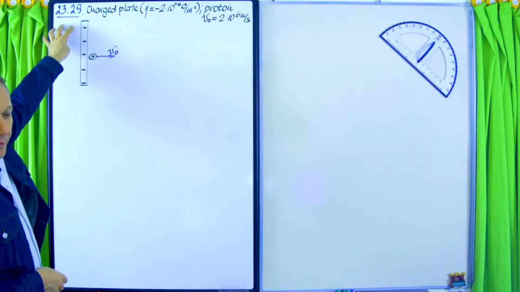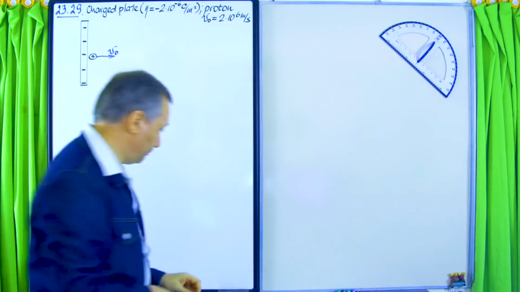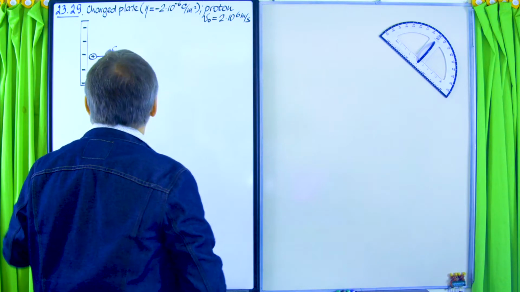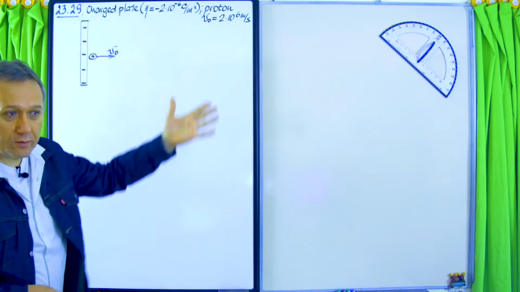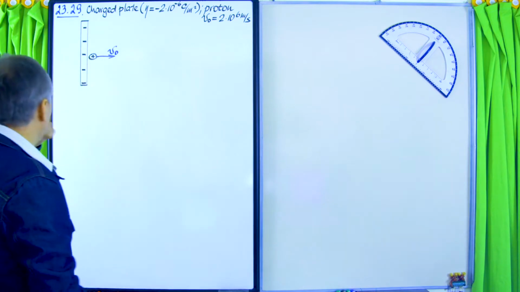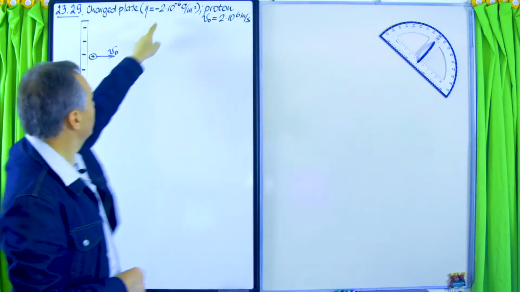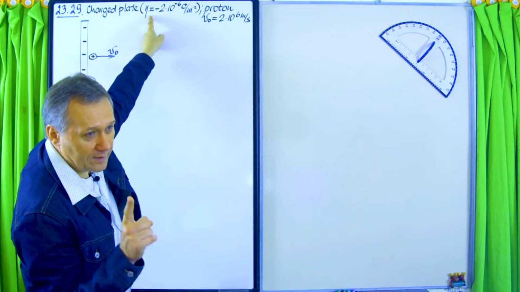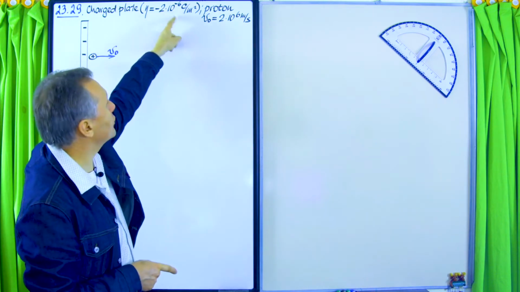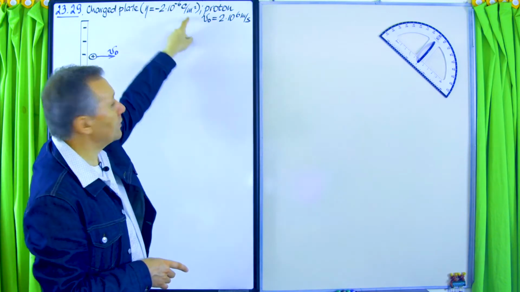Problem 23-29. Again, chapter 23, problem 29. We have a charged plate, basically infinitely large. I drew it. It is negatively charged. Surface charge density is given. The absolute value is 2 times 10 to the power minus 6 coulombs per square meter.